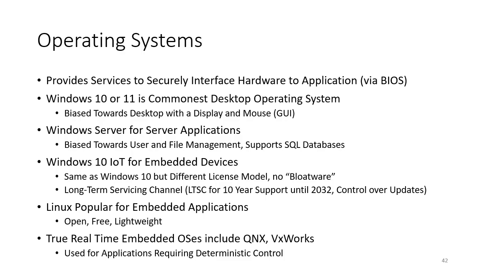So the key difference is, there's two different operating systems there. Windows 10 IoT Enterprise is the same as Windows 10, but with a different license model, and it has the bloatware turned off. It doesn't necessarily have to connect to Windows Update. And also what you find with these typical Windows 10 IoT Enterprise editions is they use a long-term servicing channel, and that gives us support for up to 2032, as well as control over updates.